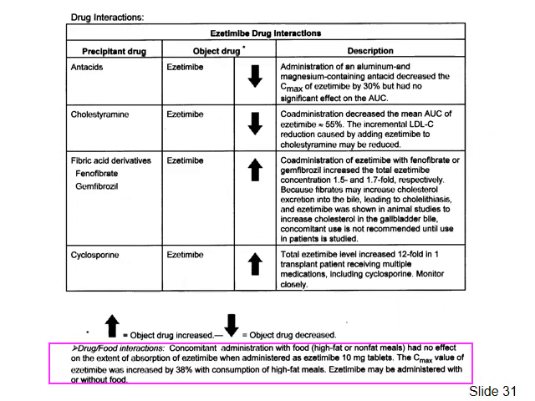So in terms of drug interactions, antacids have been found to decrease the circulating levels of ezetimibe, as has cholestyramine. So those will be the two that I'll mostly focus on here. Fibric acid derivatives or cyclosporine have been found to increase levels in some patients. Okay. In terms of drug-food interactions, concomitant administration with food had no effect on the extent of absorption of ezetimibe. So ezetimibe may be administered with or without food.